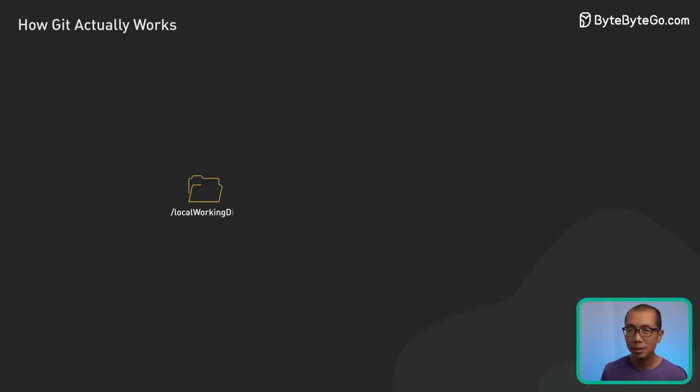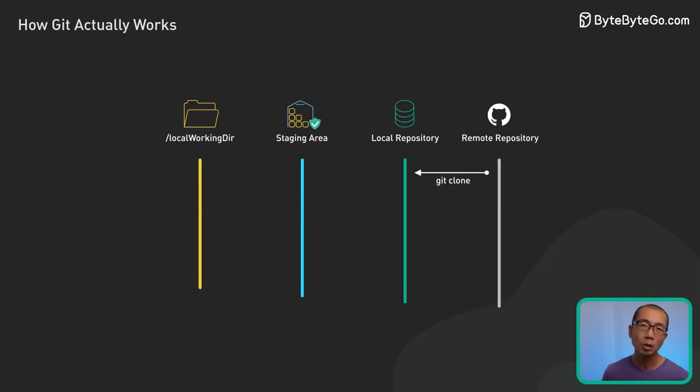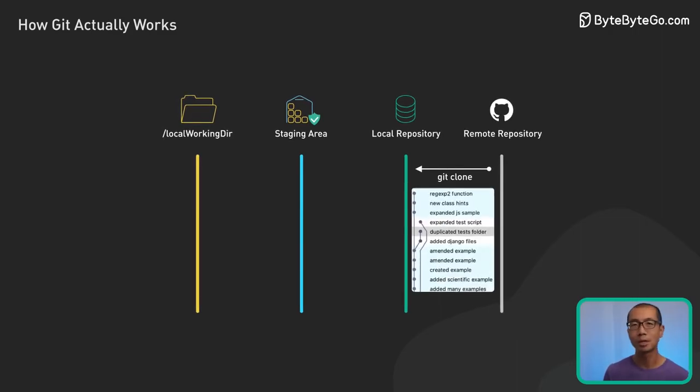Now, with these locations in mind, let's visualize where our code travels throughout its journey. Most Git commands move files between these four locations. The first step is to git clone an existing repo, so you have a local version of the project to work on, complete with all its history.